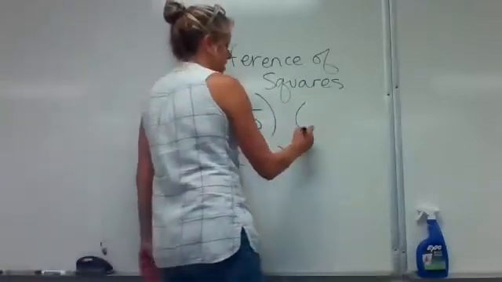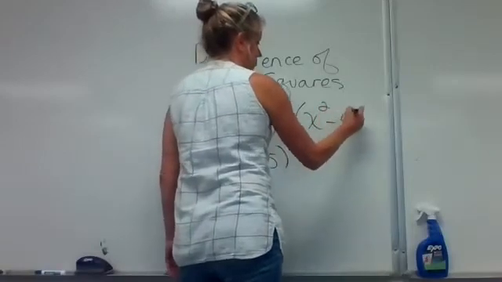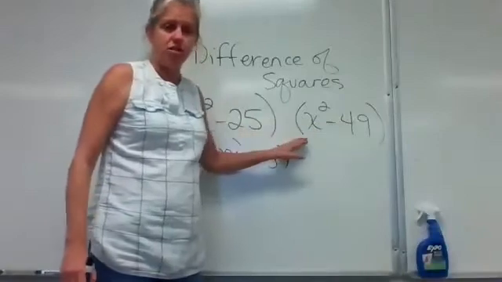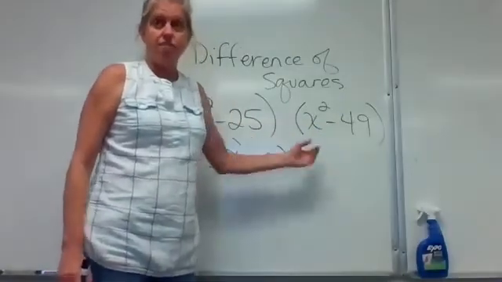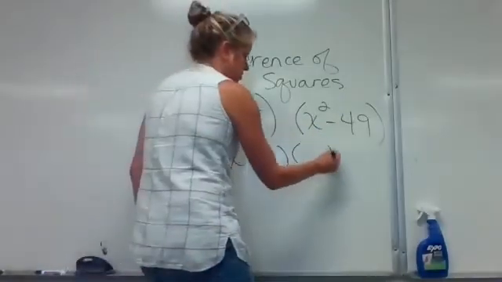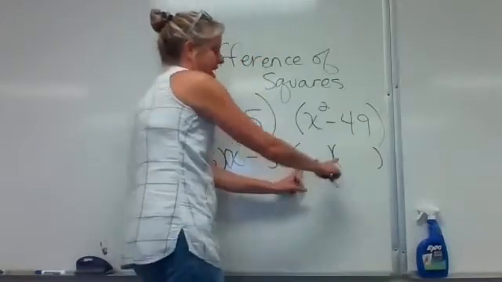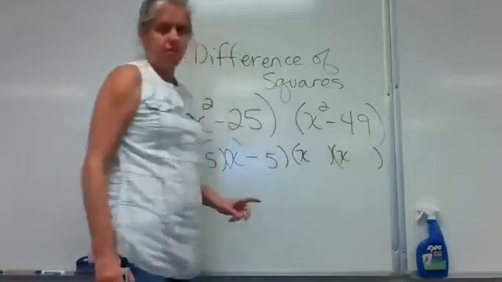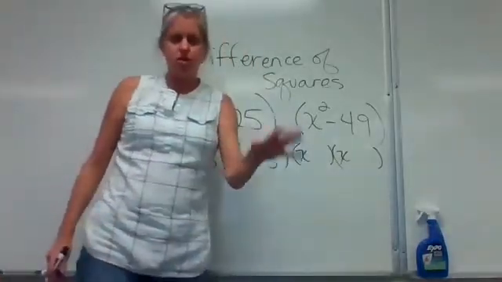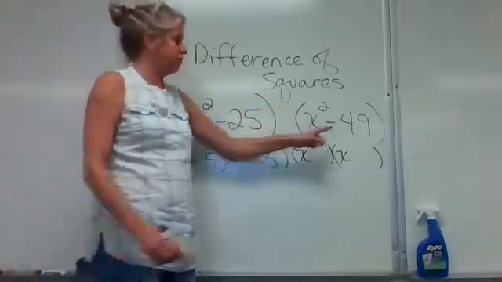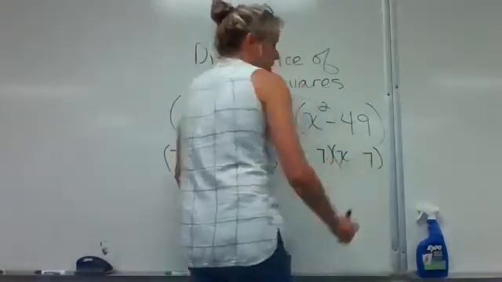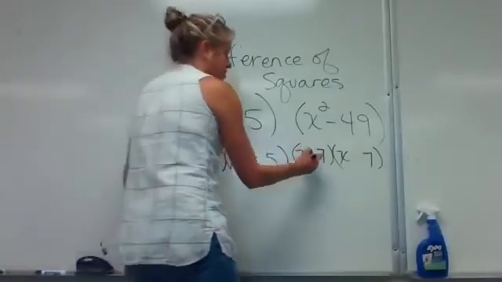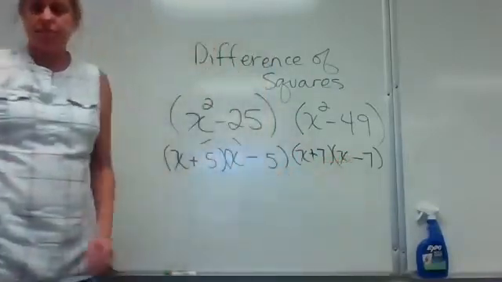Another example would be, right? Those are both perfect squares. So I can factor that difference of squares. Again, x and x gives me x squared. What number that when you multiply it times itself gives you 49? That would be 7 and 7. And again, 1 plus and 1 minus.